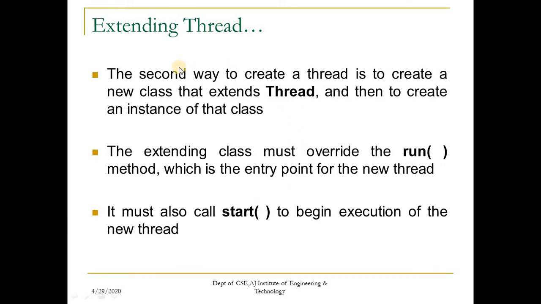So the extending class must override both the run method and the start method of the thread class. This is about creating threads by extending the thread class. One way to create a thread is to create a new class that extends the thread class and then to create an object of that class. This extending class must override the run method and the start method of the thread class.